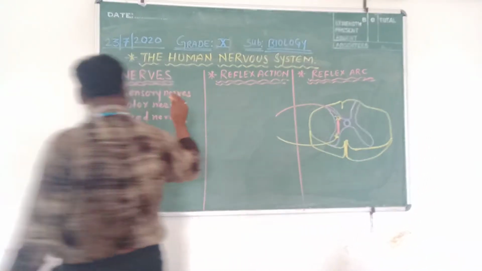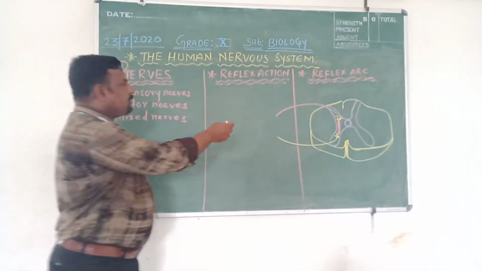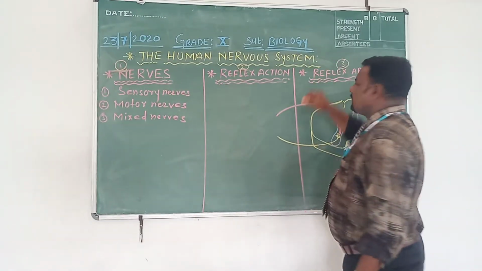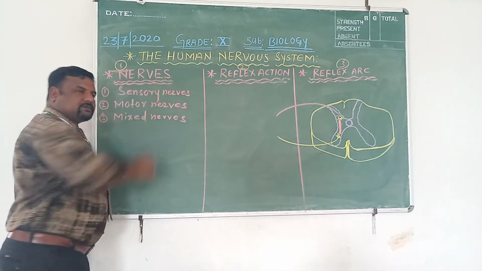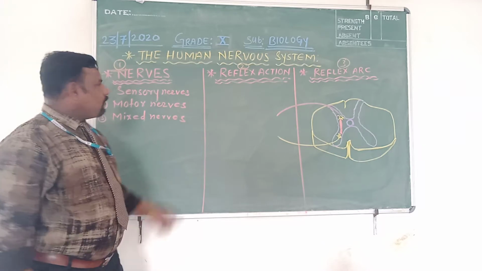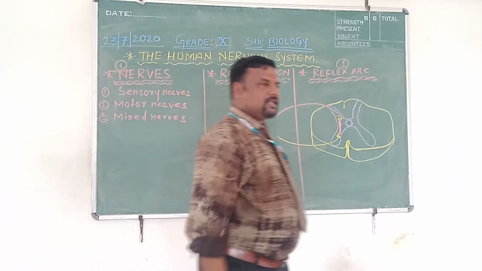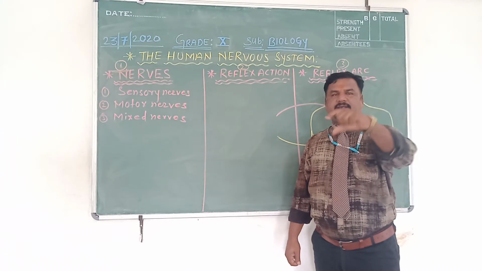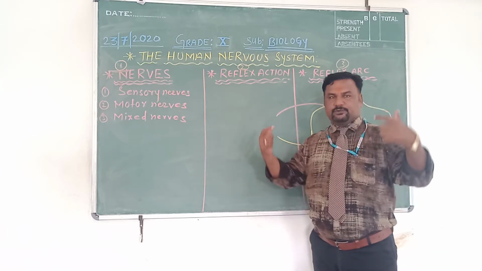Number one, we'll discuss nerves, then we'll proceed to reflex action, then reflex arc. So nerve, as you know, is a white, thread-like, glistening structure. Nerves are white in color, a glistening structure that forms a long fiber in the body, similar to the electric cable or wire present in an electric circuit.